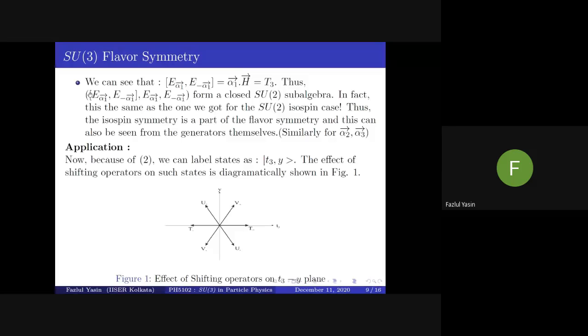And again, this would imply the same thing for alpha 2 and alpha 3, that is for U and V. This is like the isospin case, and similarly we would have U plus and U minus, the commutator between them, forming another closed SU2 subalgebra, and V plus and V minus would form another SU2 subalgebra. These are sometimes referred to as the U spin and V spin cases. And so our SU3 algebra can be broken down into these three SU2 subalgebras.